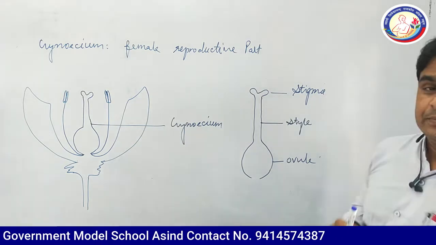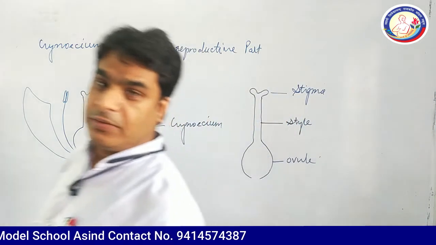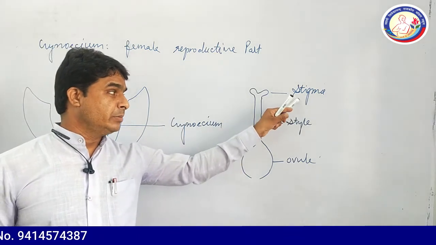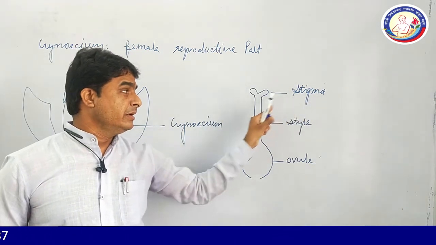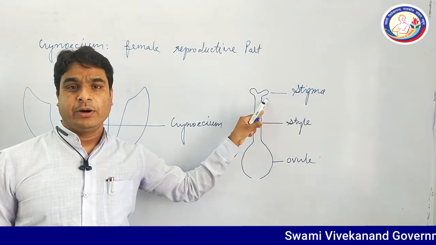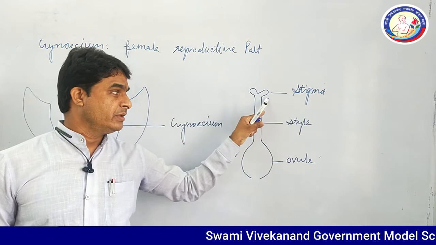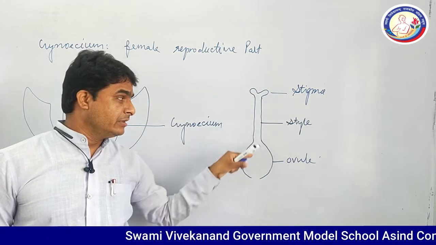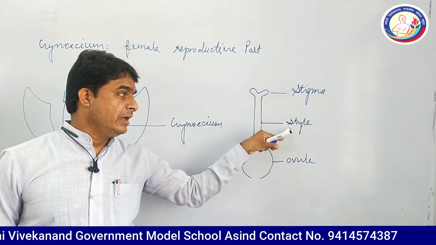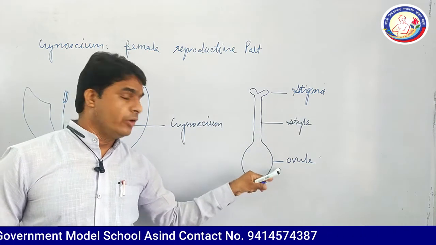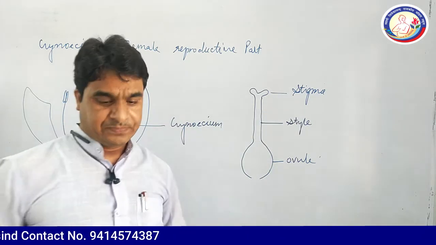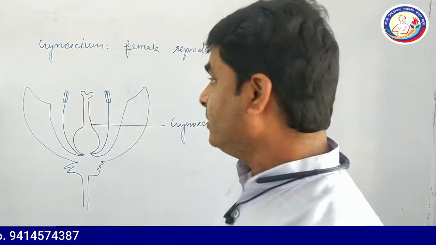So you can see the structure of the gynoecium is divided into three parts. Stigma, this is the uppermost part. Its structure may be different. It depends on the type of species of the plant. And this is the style. The longer part of the gynoecium is known as style, and this is the ovule. So these are the three important parts of the gynoecium.